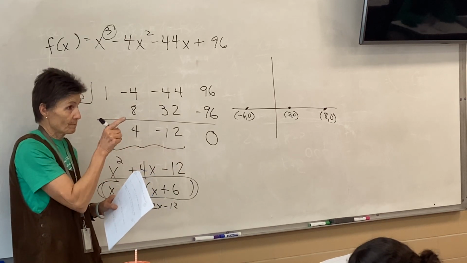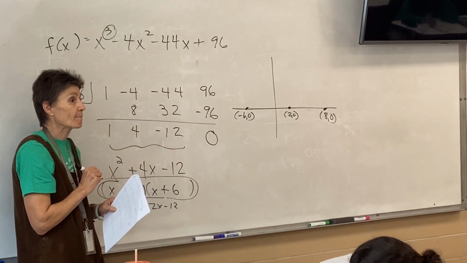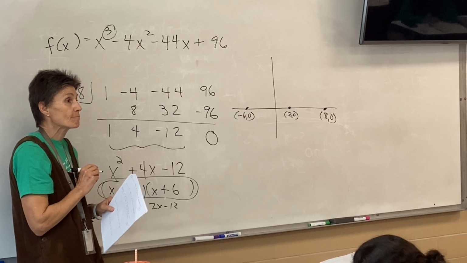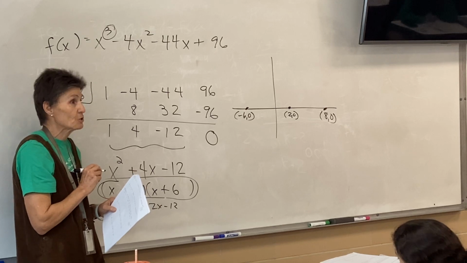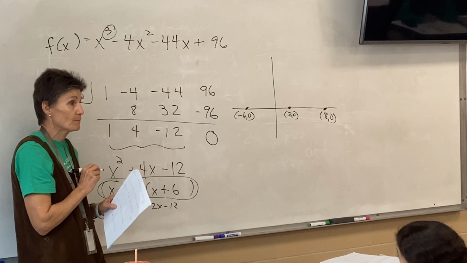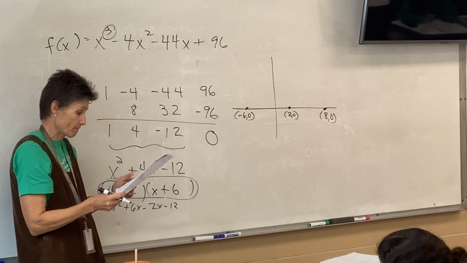Those are the zeros. So on like the test or quiz, in like the answer blank, would you put 2 and negative 6? You put x equals 2 and x equals negative 6. Yeah, those are the other 2 zeros.